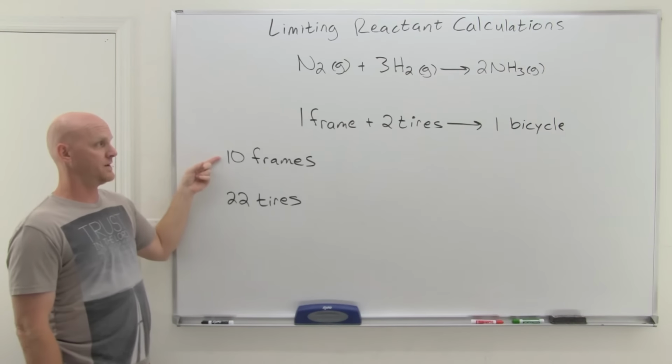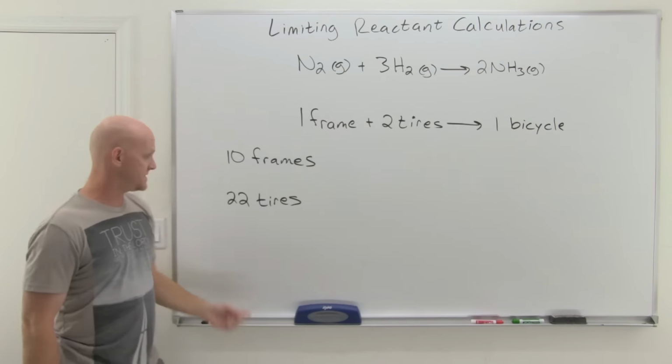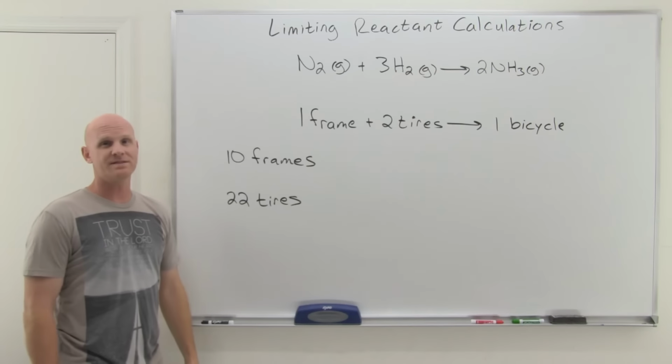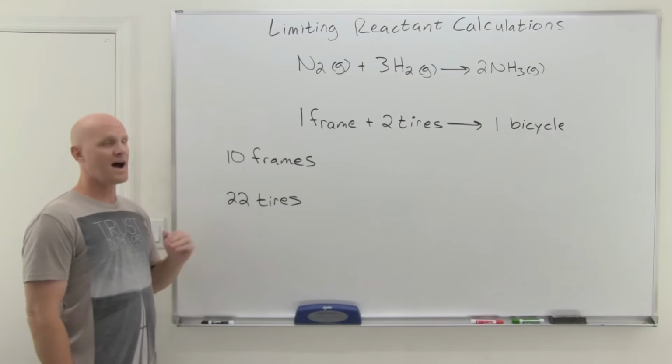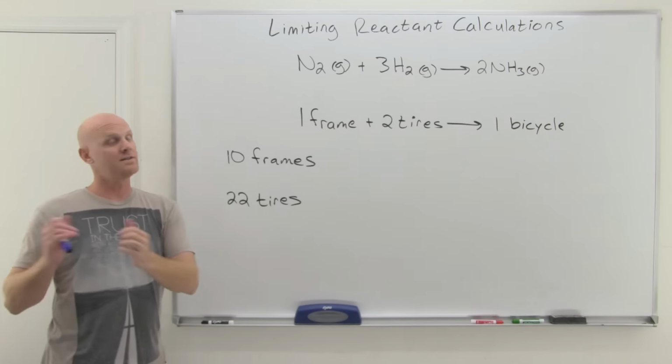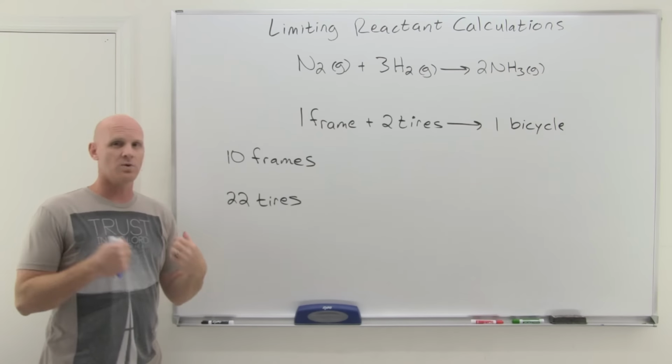You could look at this and say, well, 10 frames needs 20 tires. Since I have more than 20 tires, then the 10 frames is the limiting reactant. I have more than enough tires for all 10 frames to react. And you can totally do that. It's just not the approach I'm going to take.